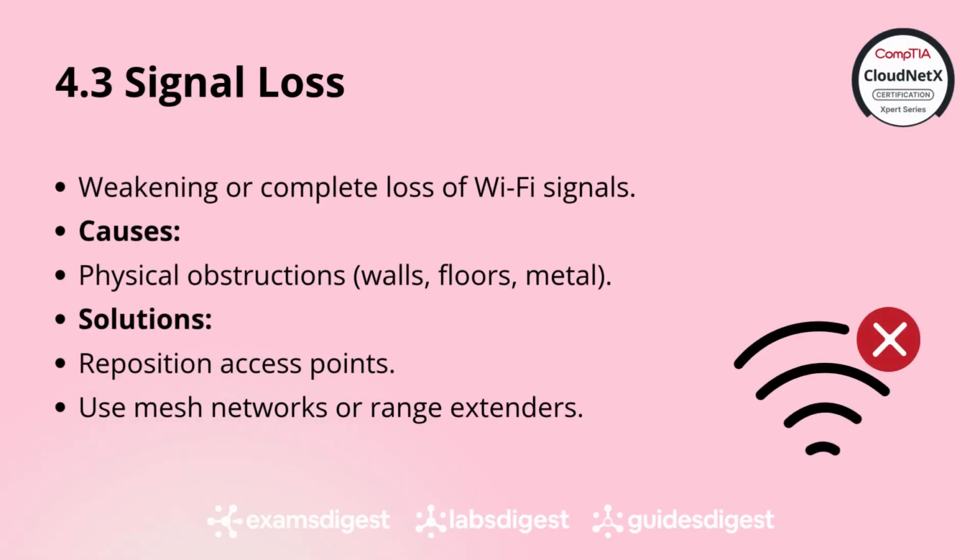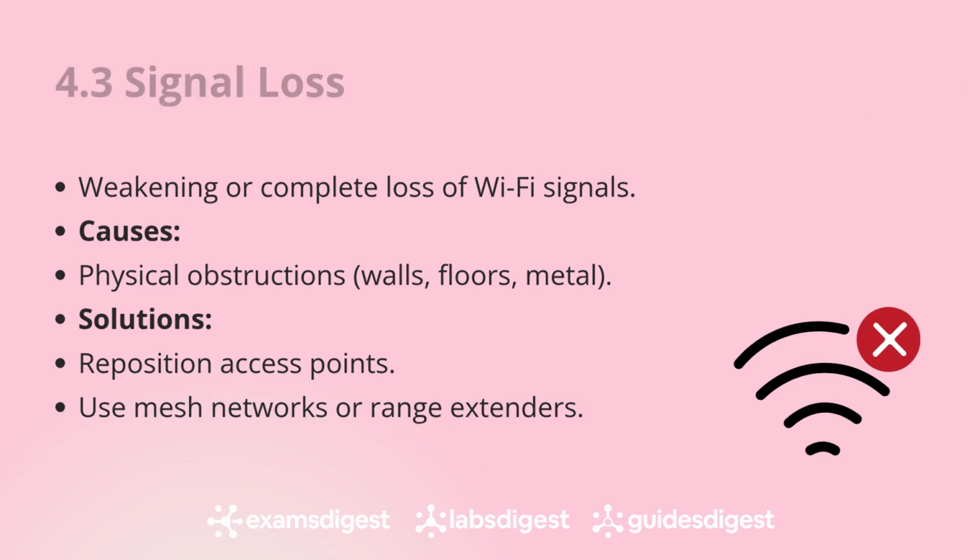Next, we have signal loss, which occurs when Wi-Fi signals are unable to reach their intended destination. Unlike wired connections, Wi-Fi signals degrade over distance and can be blocked or absorbed by physical objects. Walls, floors, and even metal surfaces can obstruct Wi-Fi signals, making it difficult for devices to maintain a stable connection. If users in one part of a building experience dropped connections, signal loss could be the cause.